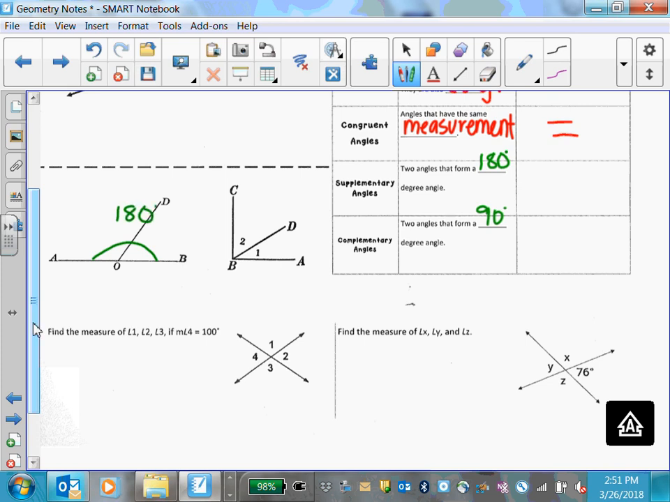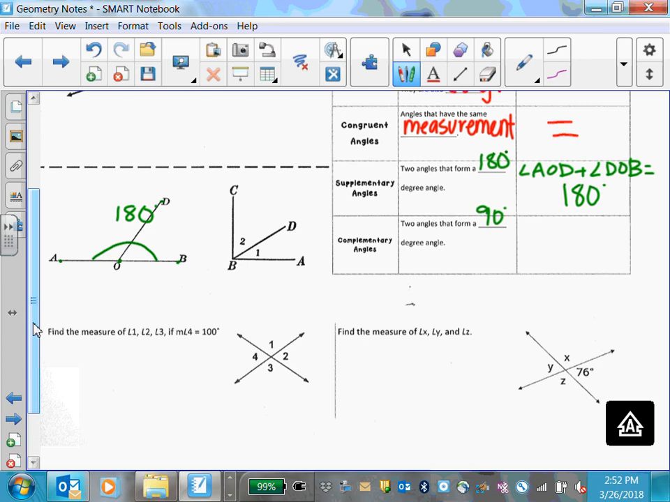Knowing how to write an angle is super important. We say angle AOD. You can't just call it angle O because O belongs over here too. And then I do angle DOB. You can also do BOD if you like. So angle AOD plus angle DOB equals 180. That's how we know they're supplementary, because they're forming that straight line.